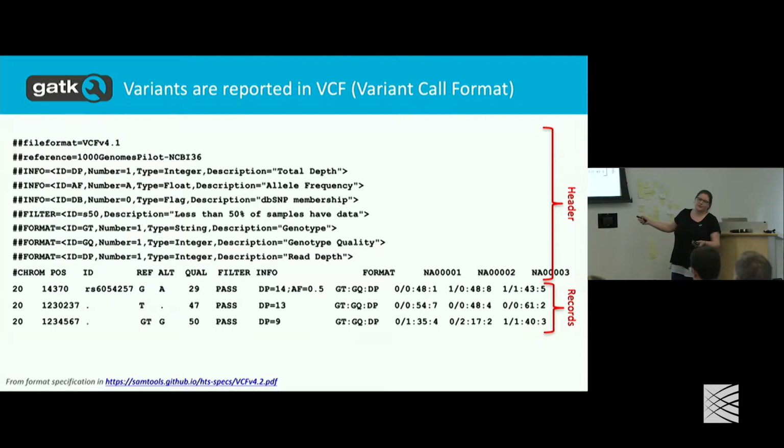This is a cartoon example, so typically you would have higher depth than 14. If you had annotations specifically about an individual sample, it would be incorporated in this place here, and the format field is telling you what these numbers mean. So GT stands for genotype, and it's telling you to look at the first number in this colon-delimited map.